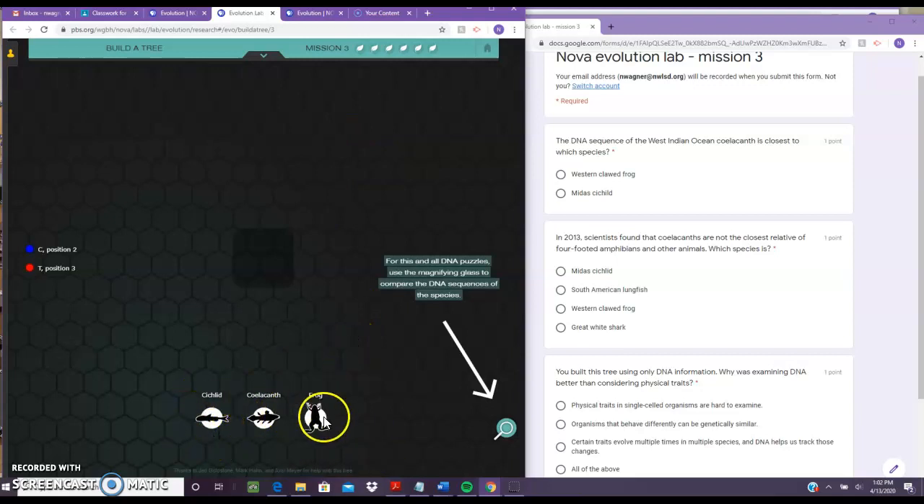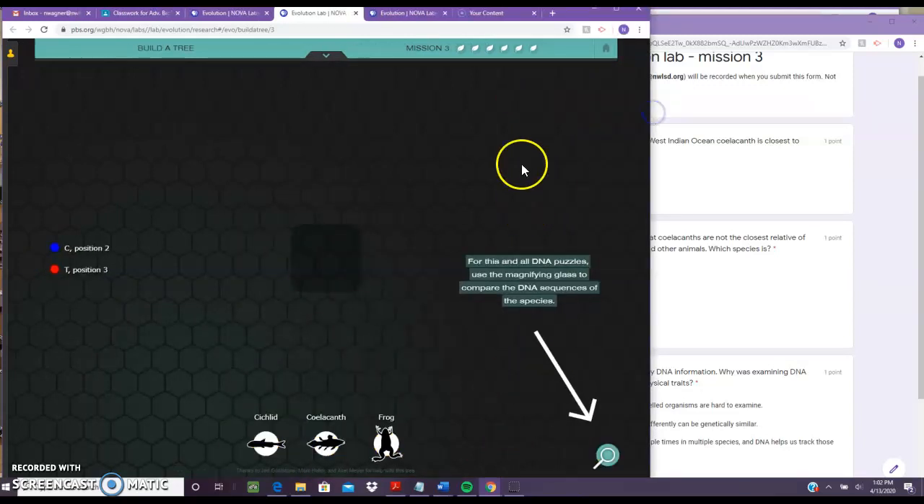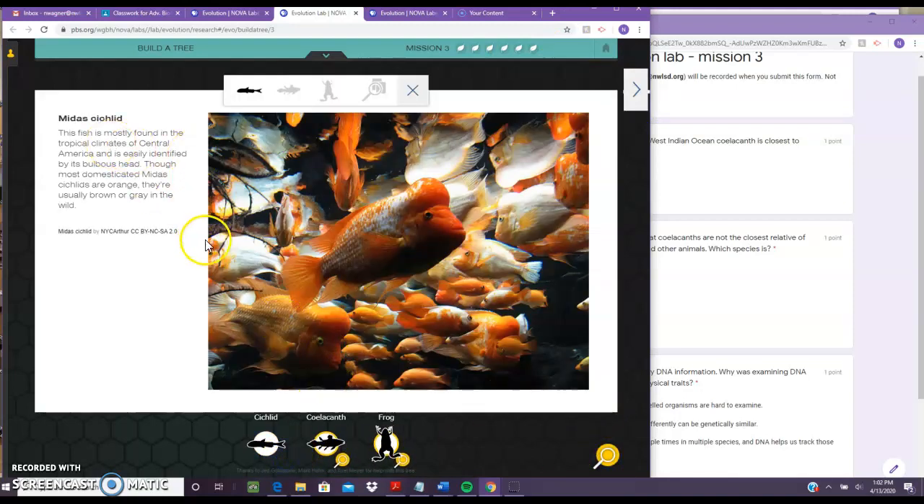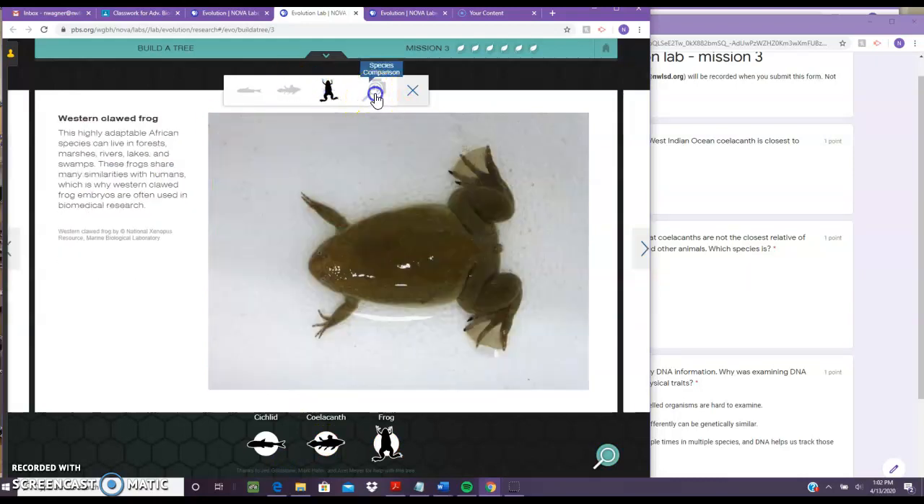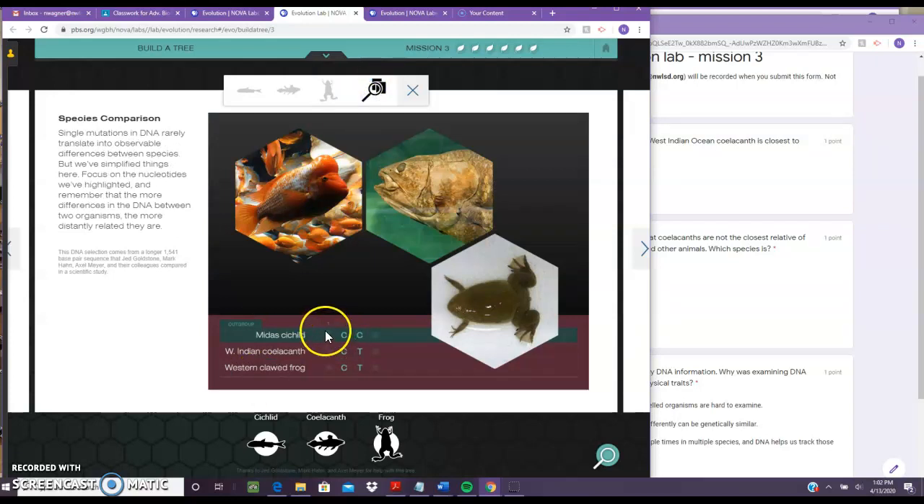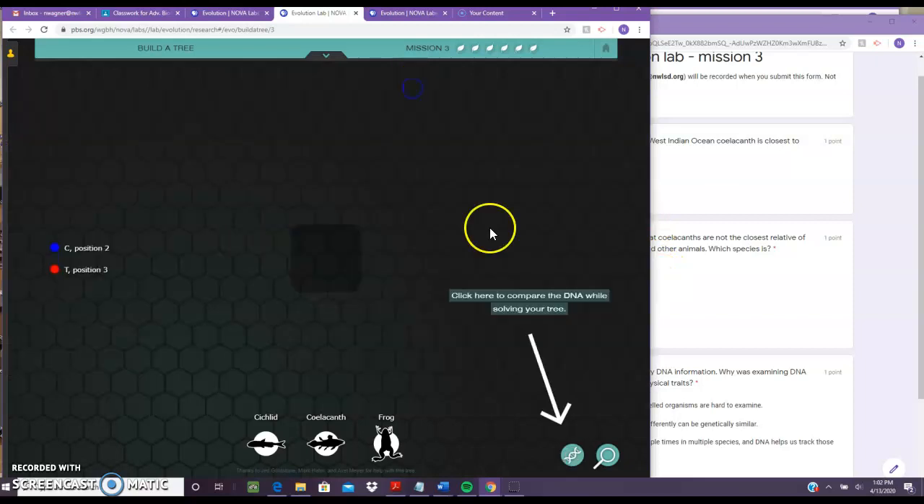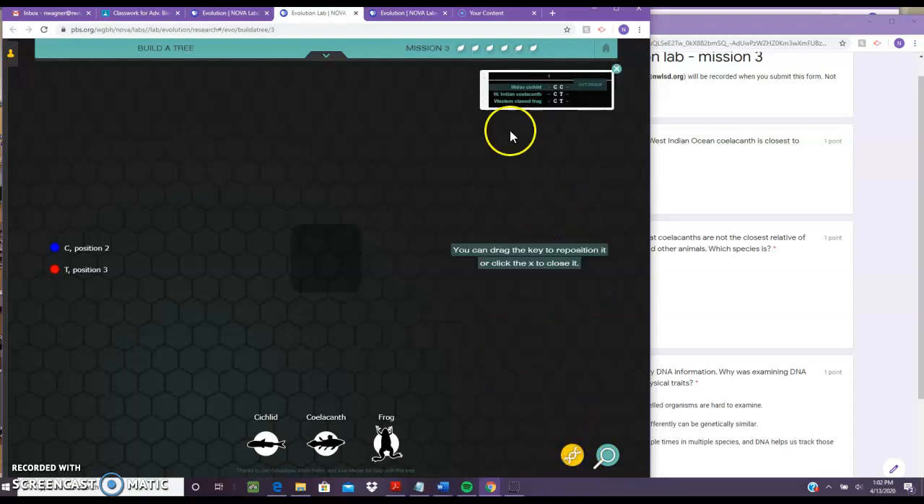So I have 3 organisms here. Let me make this a little bigger. When I click on the magnifying glass, I can see descriptions for each of these organisms. If I select this one, it compares it, and I can see the DNA patterns and what bases they have at what position right here in this nifty little chart. Another thing that's going to be helpful for you guys is if you click on this button right here where it shows the DNA. If I click on that, I have that chart right up here.